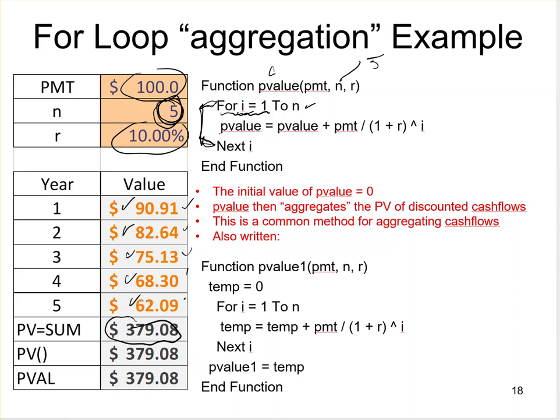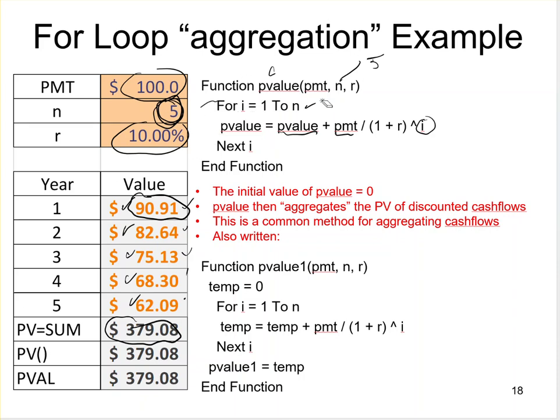And then it's going to go down to the next line of code. P-value equals P-value plus the payment, that's the $100, divided by 1 plus the interest rate to the 1 power, since I is equal to 1. So what it's doing, it's calculating this $90.91, the present value of the first payment.